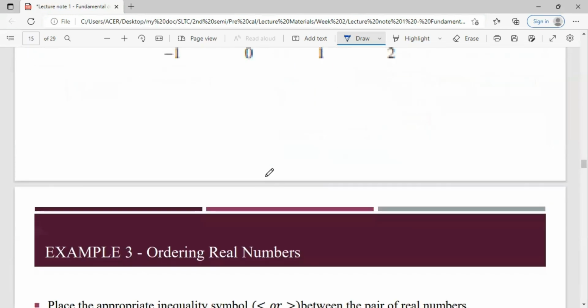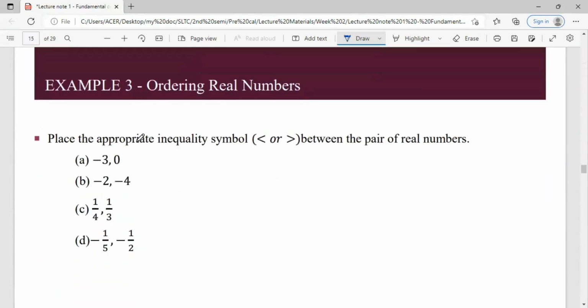Right? Okay. So here you can see some example ordinary real numbers. Place the appropriate inequality symbol, less than or greater than, between the pair of real numbers. So here -3 and 0. We know that -3 is less than 0. Therefore this sign. And -2 and -4. We know that -2 is here somewhere, and -4 is here somewhere.